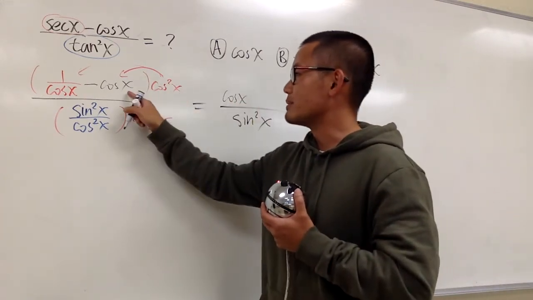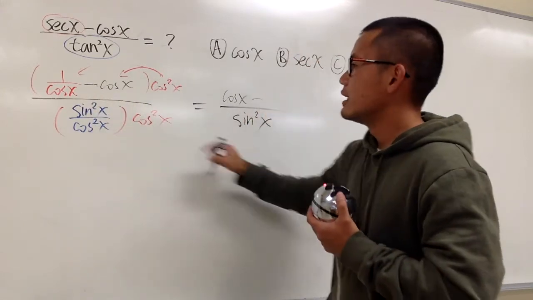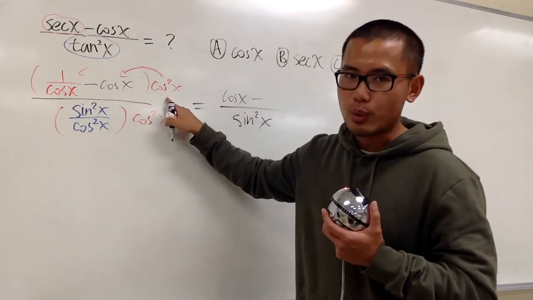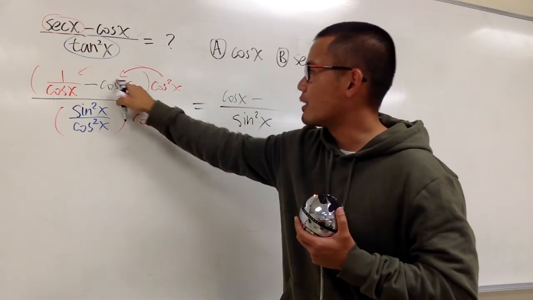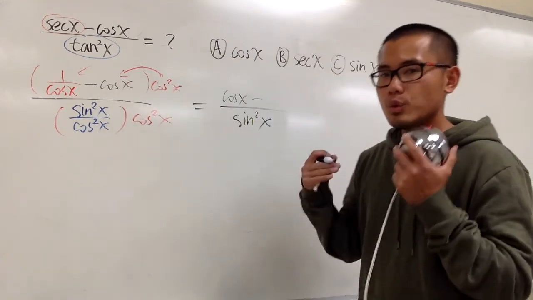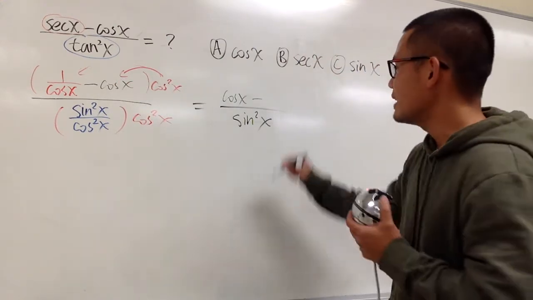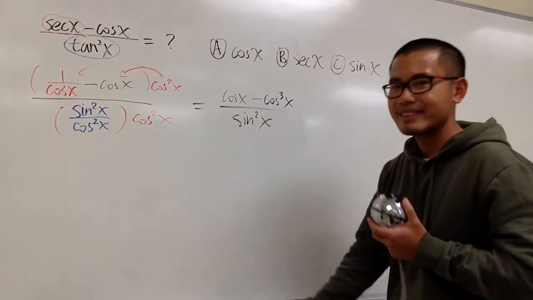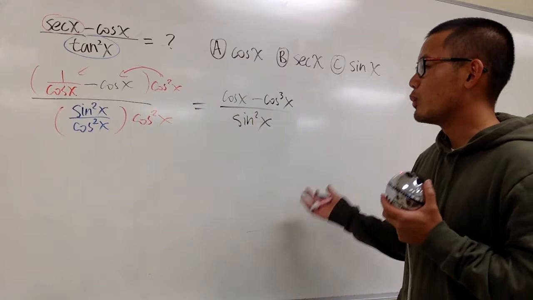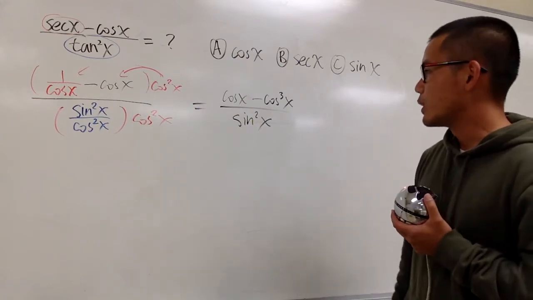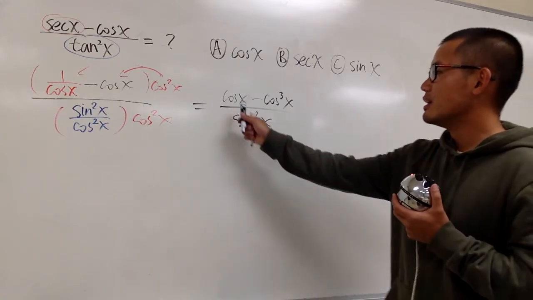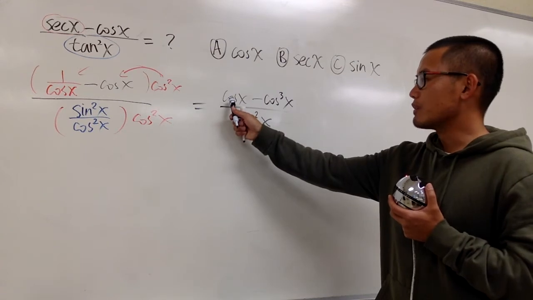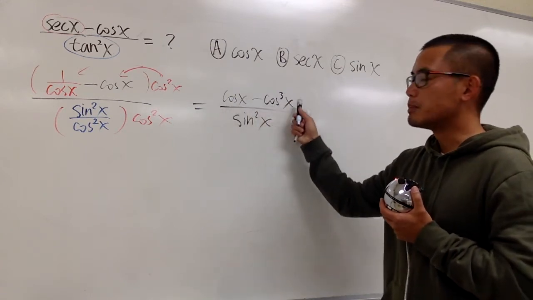And when we do this times that, this is a minus cosine x times cosine square. Well, this is the first power, this is the second power. When we multiply, it becomes the third power, right? So we have cosine to the third power x, like that. So this is what we have at the moment. And what can we do next? Well, on the top, we have cosine x minus cosine to the third power x.